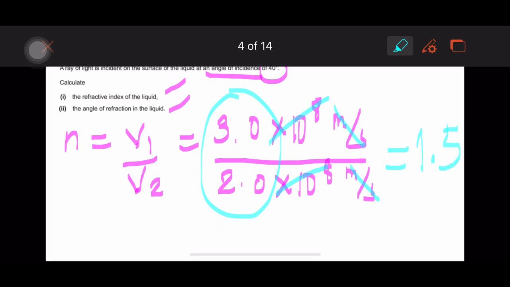Now what's the SI unit of refractive index? There will be no SI unit since we already cancelled out meters per second, and it is a ratio between two numbers, so the result will have no SI unit. So that's it for the first problem, the refractive index of the liquid.